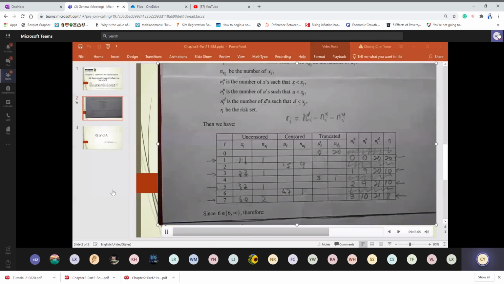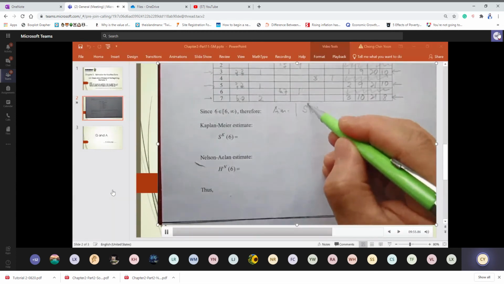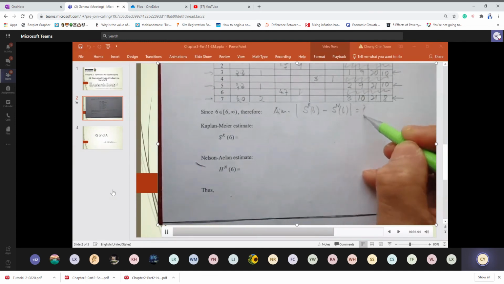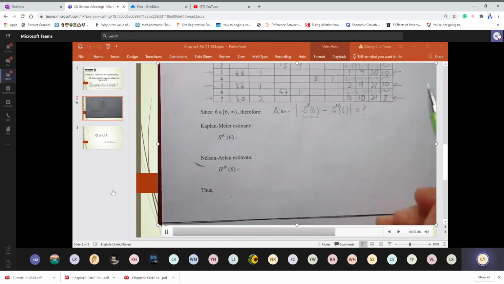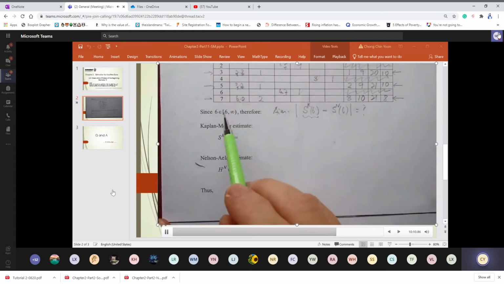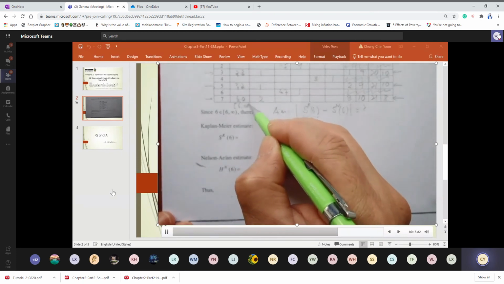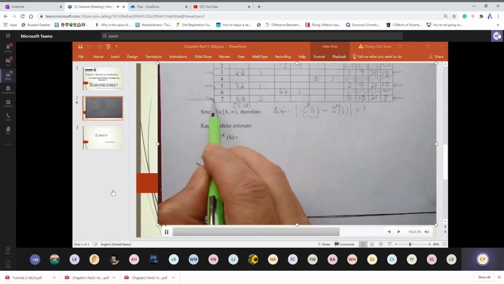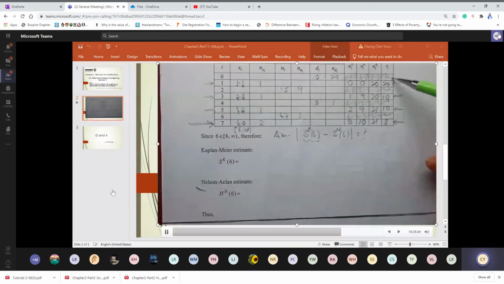Our aim of this problem is to find the absolute difference between the survival at 6 based on the Kaplan-Meier and the survival at 6 based on the Nelson-Aalen. So that means we have to find this one from Kaplan-Meier. Since our 6 is inside this group, that is the last group, from 6 to infinity, it means that we have to consider until the last row. That means you have to consider all the R values.